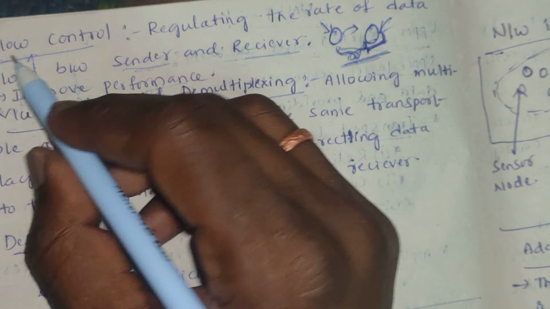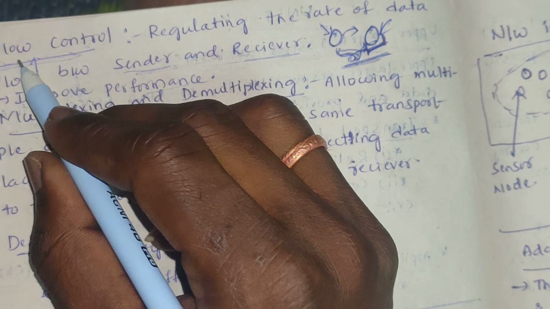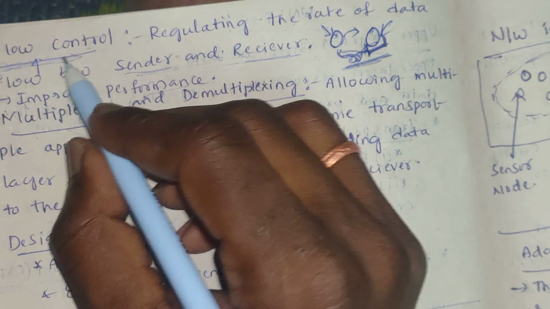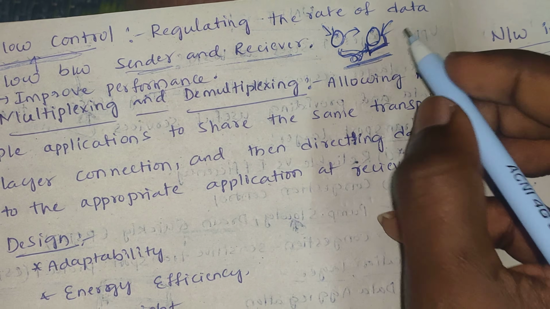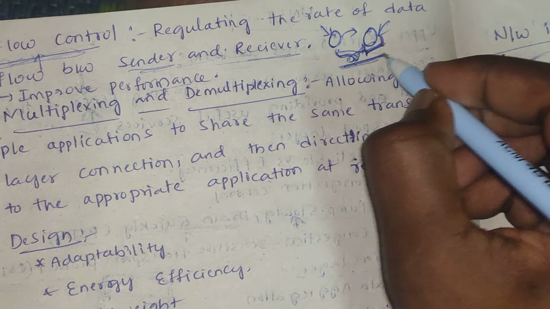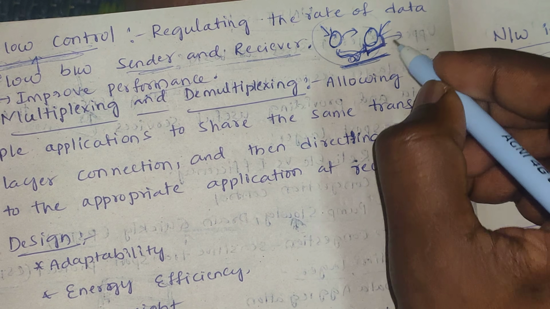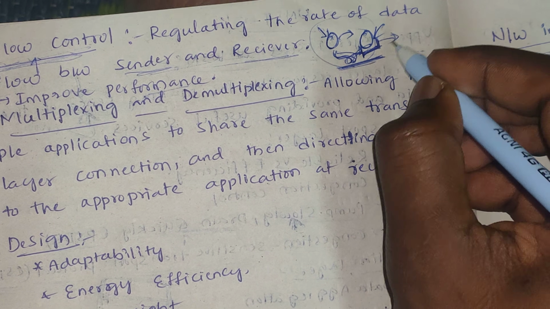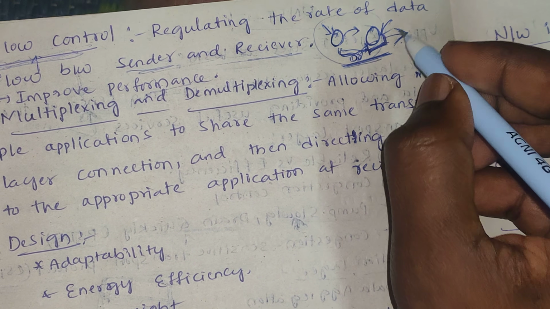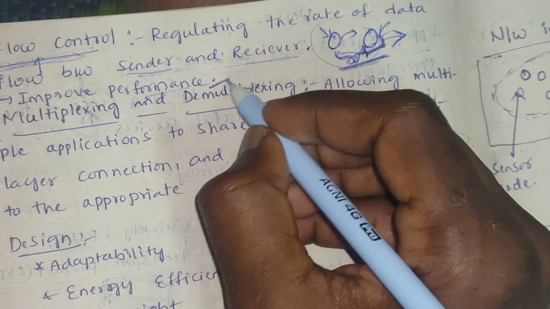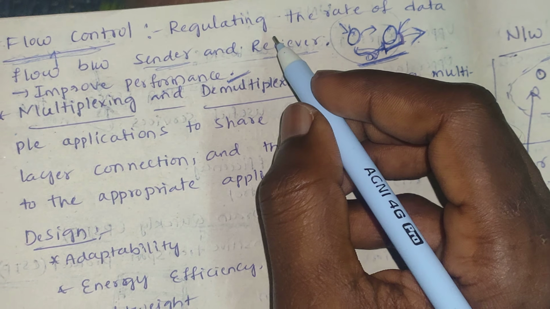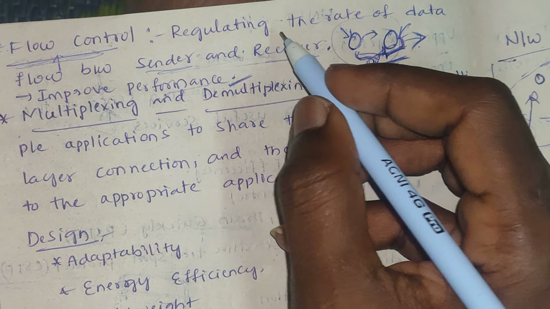After doing the flow control, this is a function of the transport layer. It can regulate the rate of data flow, and it can regulate both sides and transfer at a single time, so that it can improve the performance of the data transfer in the transport layer.